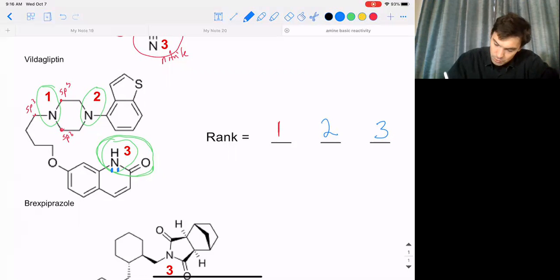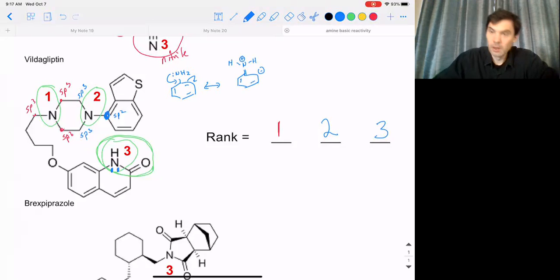I'll point out that nitrogen 2 is sp3 hybridized on this side and sp3 hybridized on that side, but it's sp2 hybridized over here. What that means is that the aniline, which is the special name that we give an amine coming off of a benzene, has a lone pair that can delocalize into the benzene ring. Because of that, that nitrogen is less basic than the standard nitrogen next door.